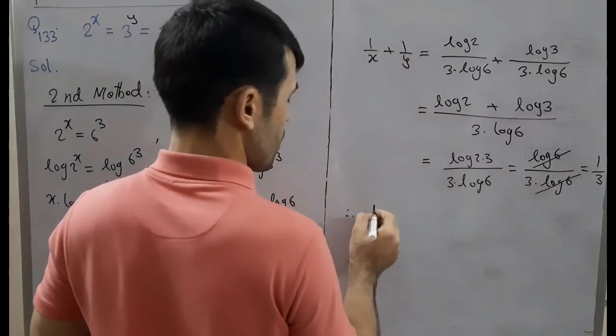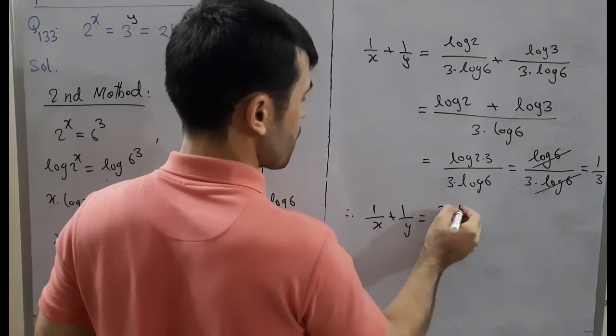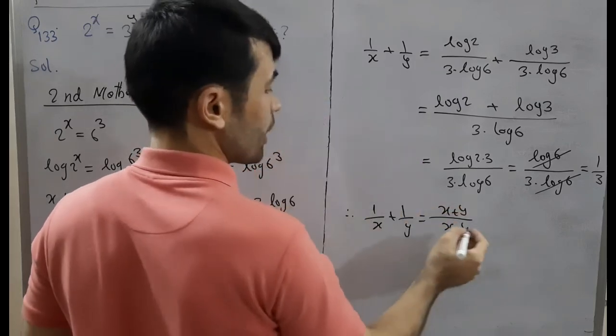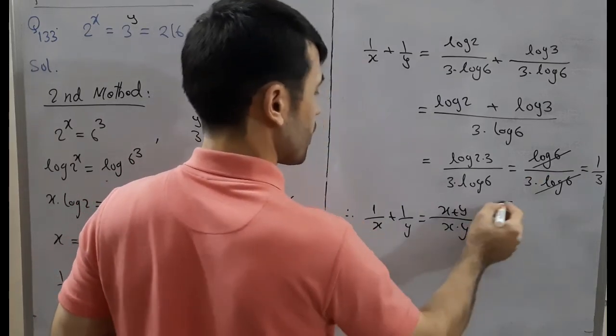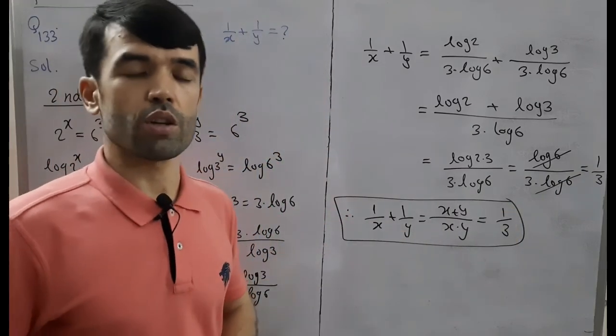Therefore, 1 over x plus 1 over y is equal to x plus y over x into y, which is equal to 1 over 3. In both methods, we get the same result. It was the solution of this question.